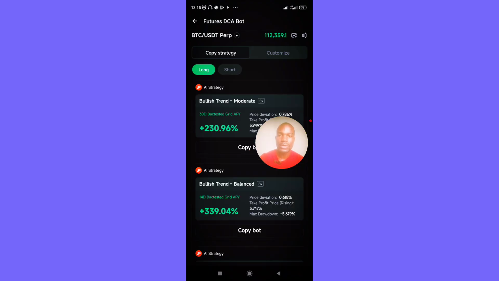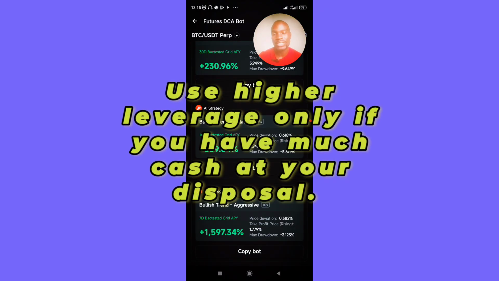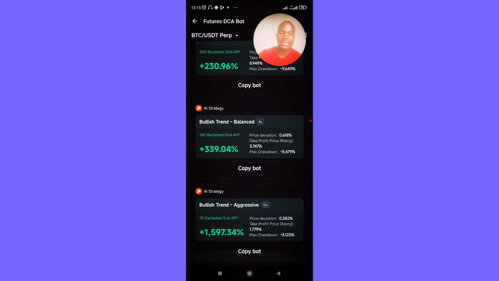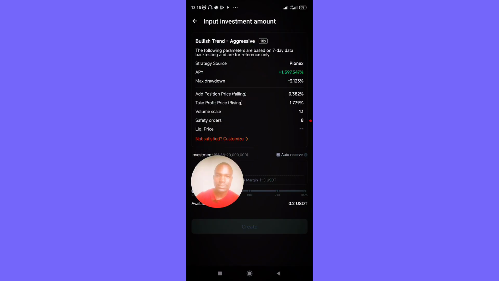So if we go with the long one and then we choose the third one, which will make us the most profit, but now this one is more of an aggressive strategy. It means that you can easily lose your money by using a 10x leverage instead of using something like a 5x. But we also have a way to reduce our liquidation by adding more margin into our bot. So let's just go to this one, and then now we can see here some of the information.